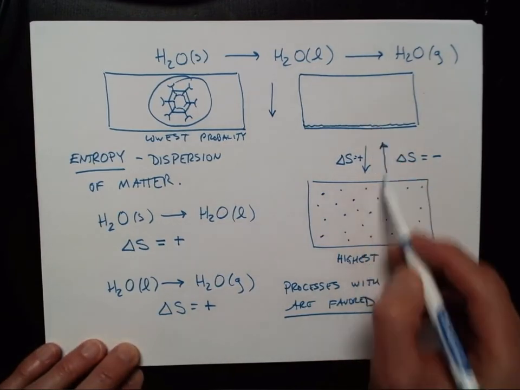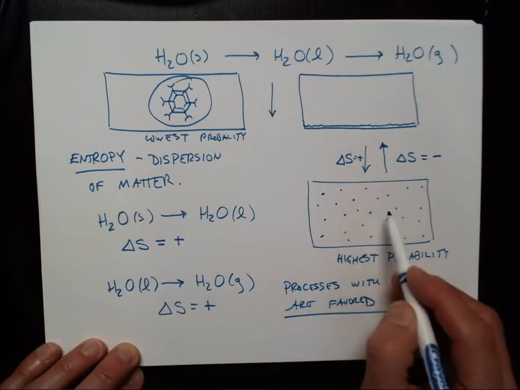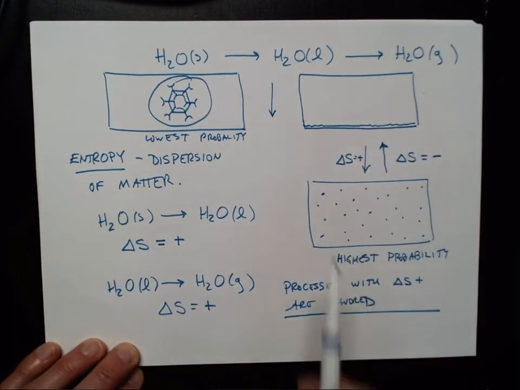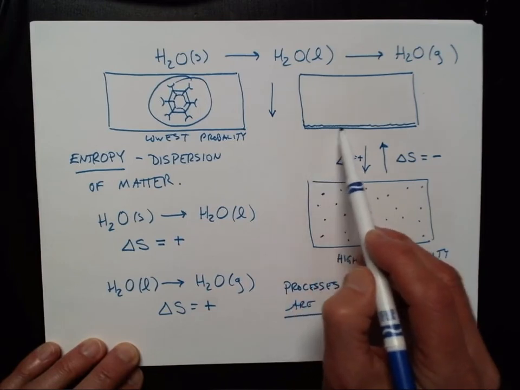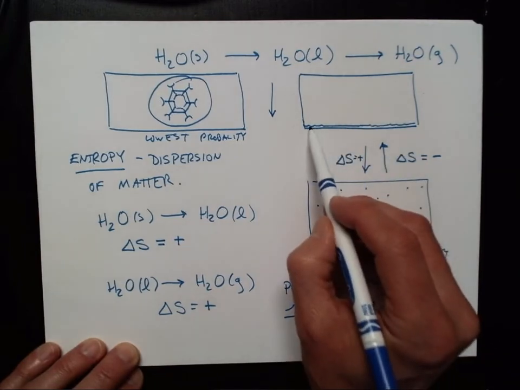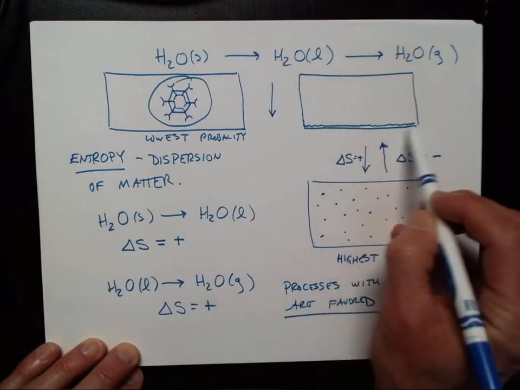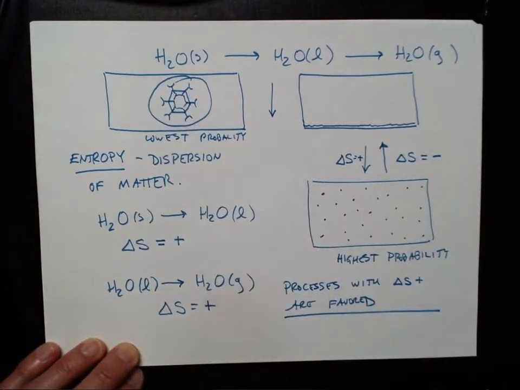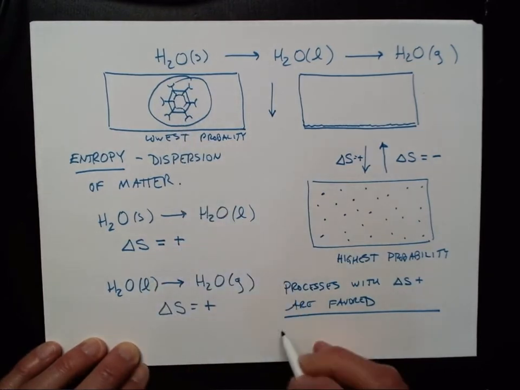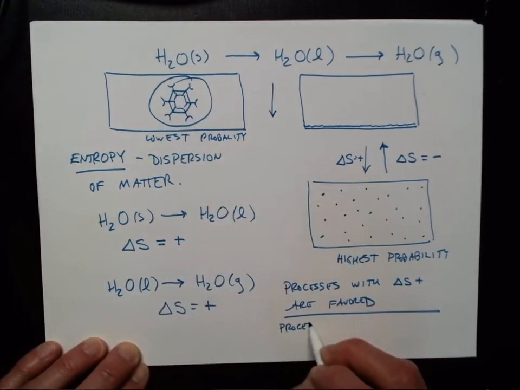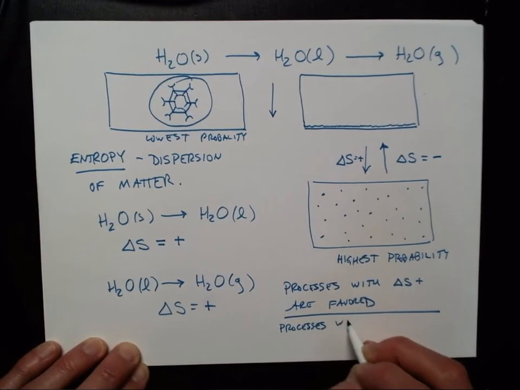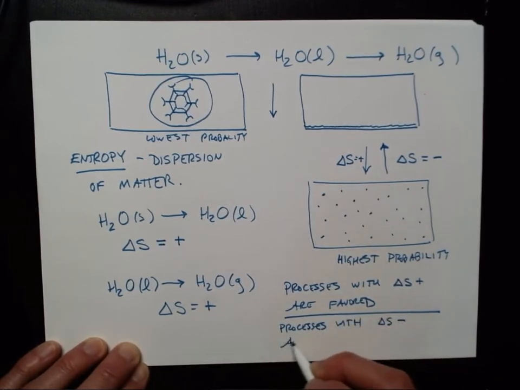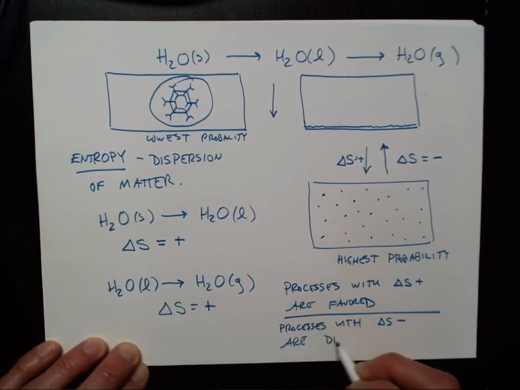It's much more probable for matter to be spread out like this in a gas than it is to be concentrated at the bottom of a container like this. It's more probable for water molecules to be spread out on the bottom of a container like this than they are to be organized in a beautiful hexagonal pattern as a snowflake, such as is seen over here. So processes with delta S negative are disfavored.